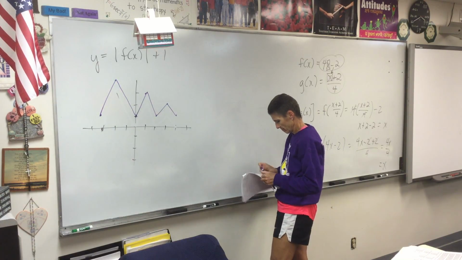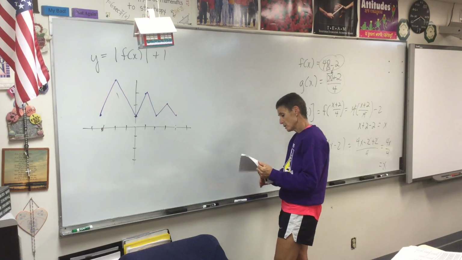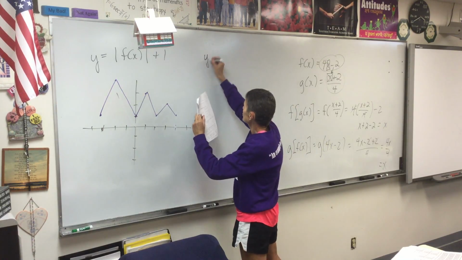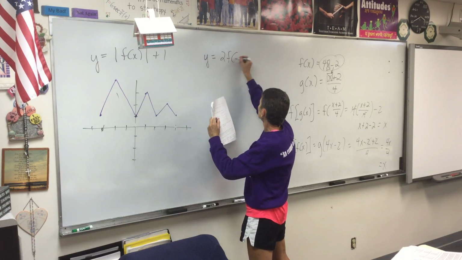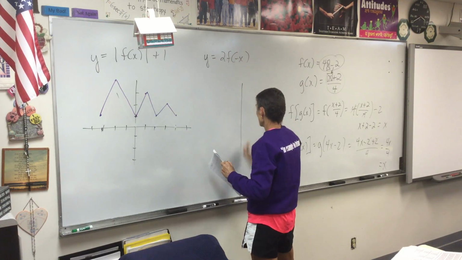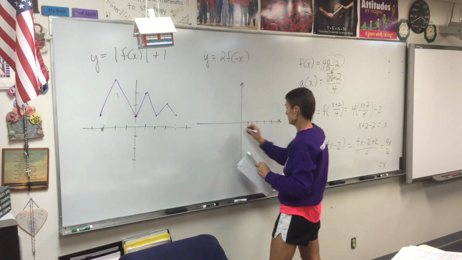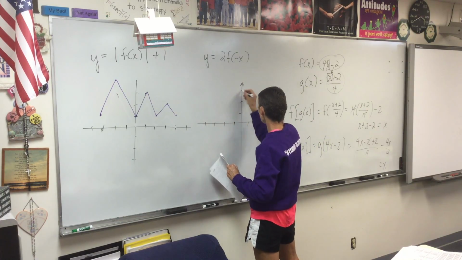Okay, now the next one says sketch 2f of negative x. Well, again, this is a two-stepper. There's two things going on. I might be able to do this one all together. I don't know. It's a little confusing for me.